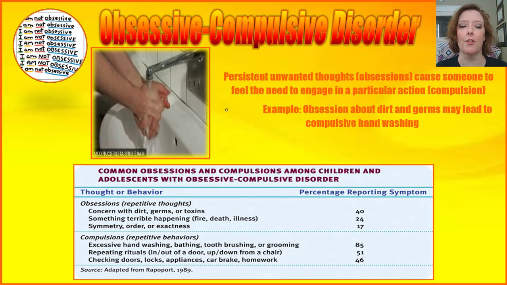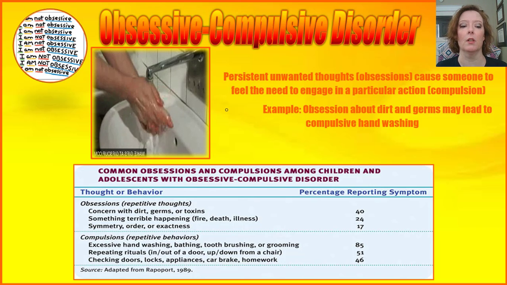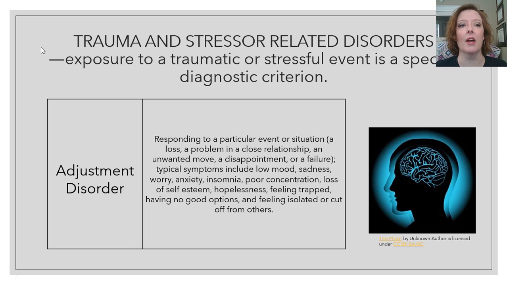And then the last one, the thought and behavior of symmetry, order, and exactness. This would be going over your homework a million times, checking the appliances a million times, continuing to rearrange very compulsively where it is disrupting your life. This is obsessive-compulsive disorder. Okay, then we have the next family of disorders.